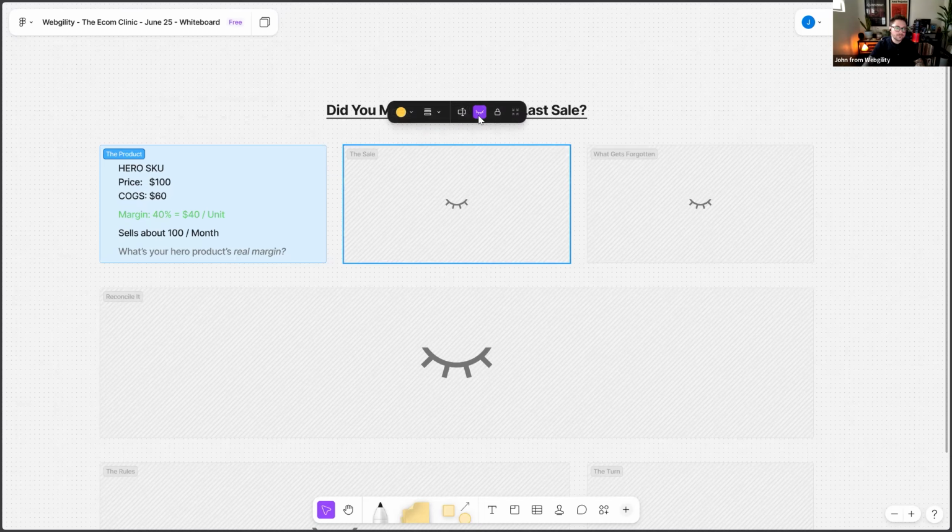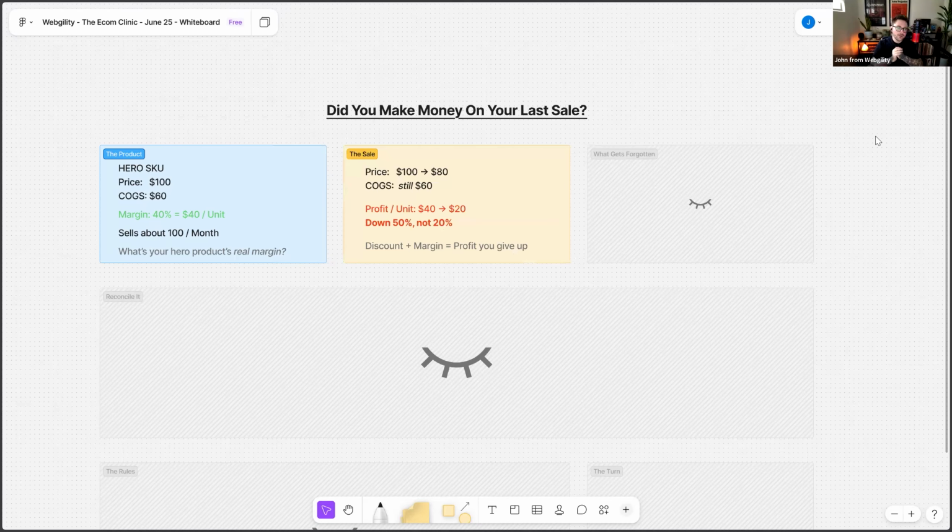So let's talk about the sale. The sale that you're running is 20% off. You're taking it down from $100 to $80. The COGS is still $60. But the profit per unit here goes down considerably, right?